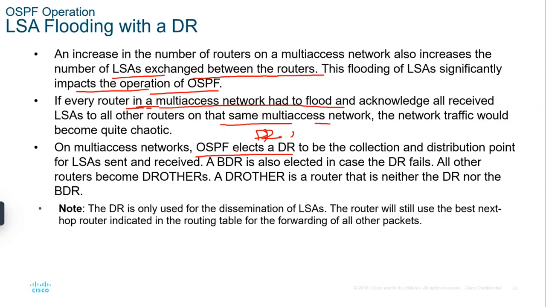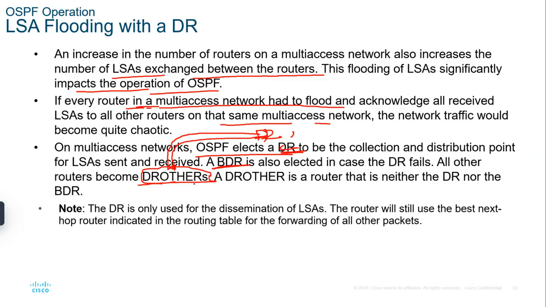So we have even a BDR. The BDR is also elected in case the DR fails, then it takes over. So we expect two roles, that is DR and then BDR. If the router is neither DR nor BDR, then it's a DR other. These DR others are the ones that send updates to the DR, and then the DR communicates to the other routers with link state advertisements.